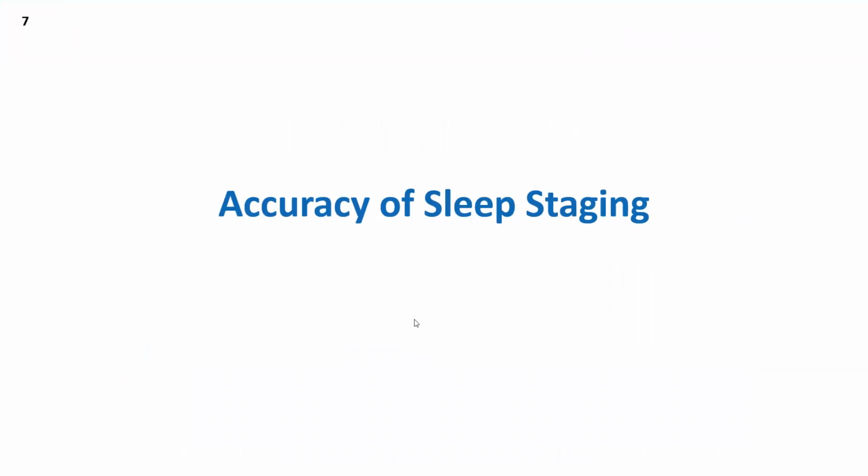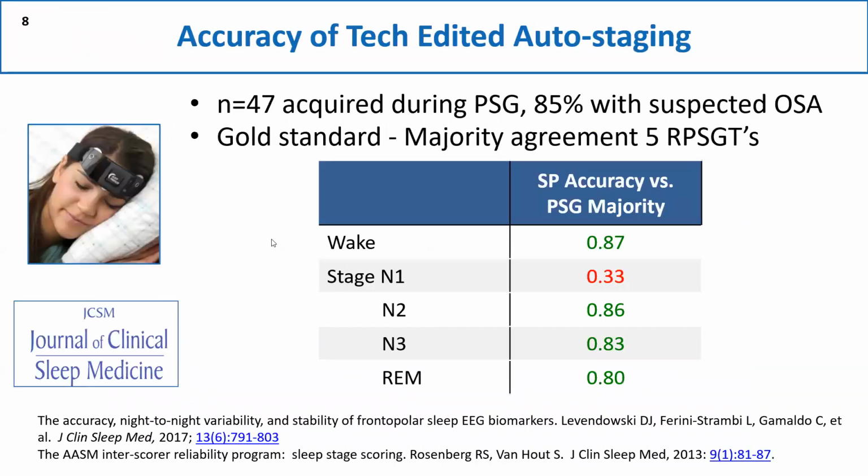So let me talk you through the accuracy. In order for our device to get cleared by the FDA, we recorded 47 patients who were studied simultaneously with polysomnography. 85% of them had suspected obstructive sleep apnea. And what we did was we took the PSG recordings and sent those to 5 RPSGTs, all from different institutions or facilities, and had each of them independently stage the sleep.